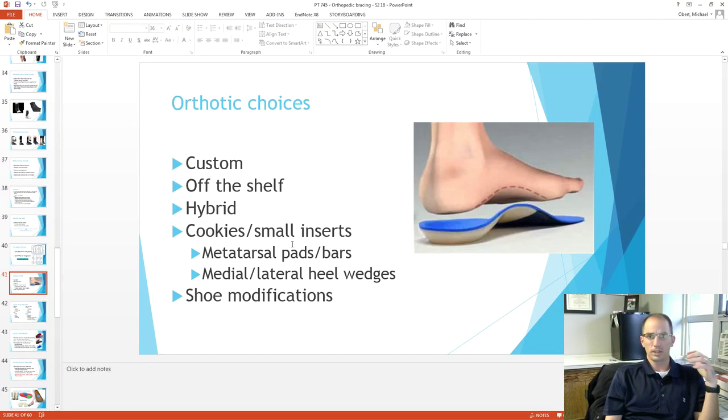We also can just take whatever they have in their shoe already, and we can add what we call cookies, or they're just some little inserts or posts to where we just add a little something extra to what they already have. So it's not the entire insert that we're modifying, but just maybe one particular part. And I'll go over what some of those are in a little bit. And then there's some shoe modifications that we can make also, so I'll talk about that too.